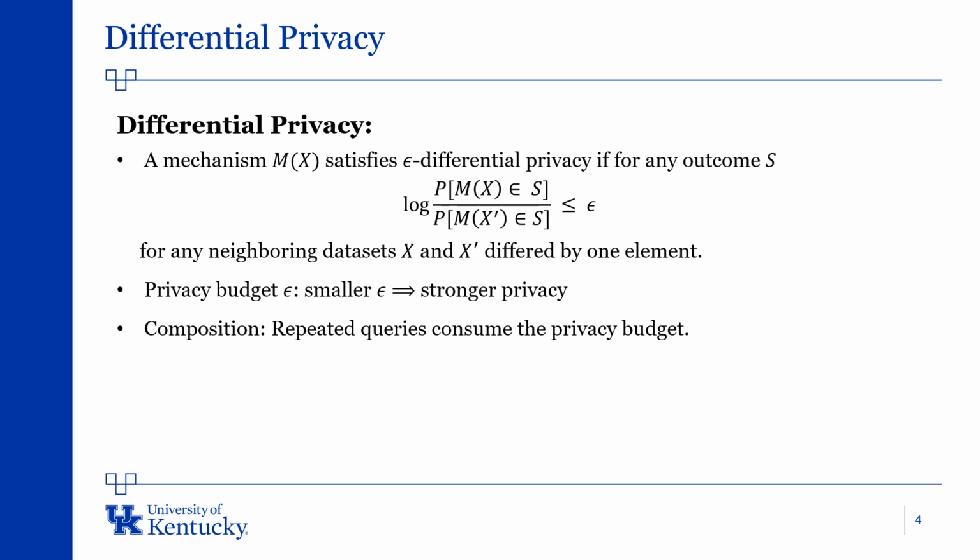An important property of differential privacy is composition, which implies that if the same query is answered by a private mechanism multiple times, then the privacy degrades. However, the degradation is graceful.